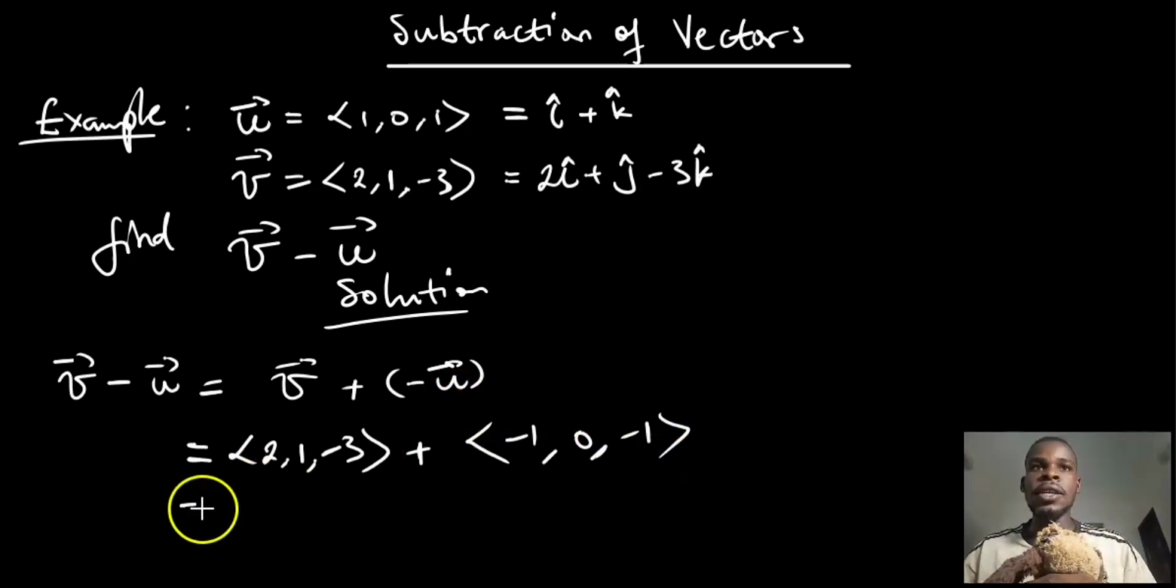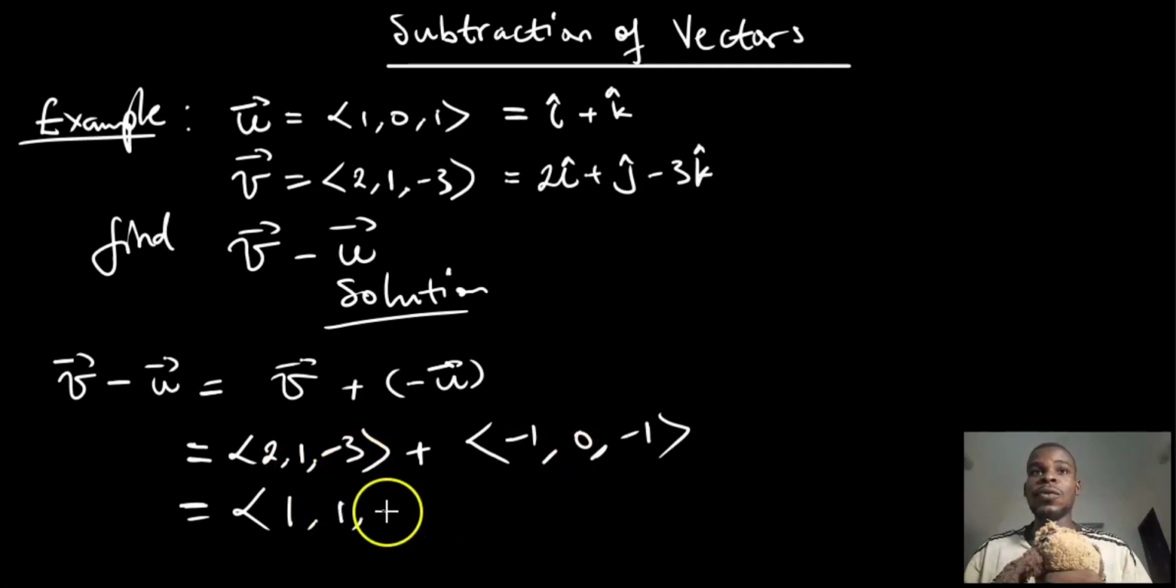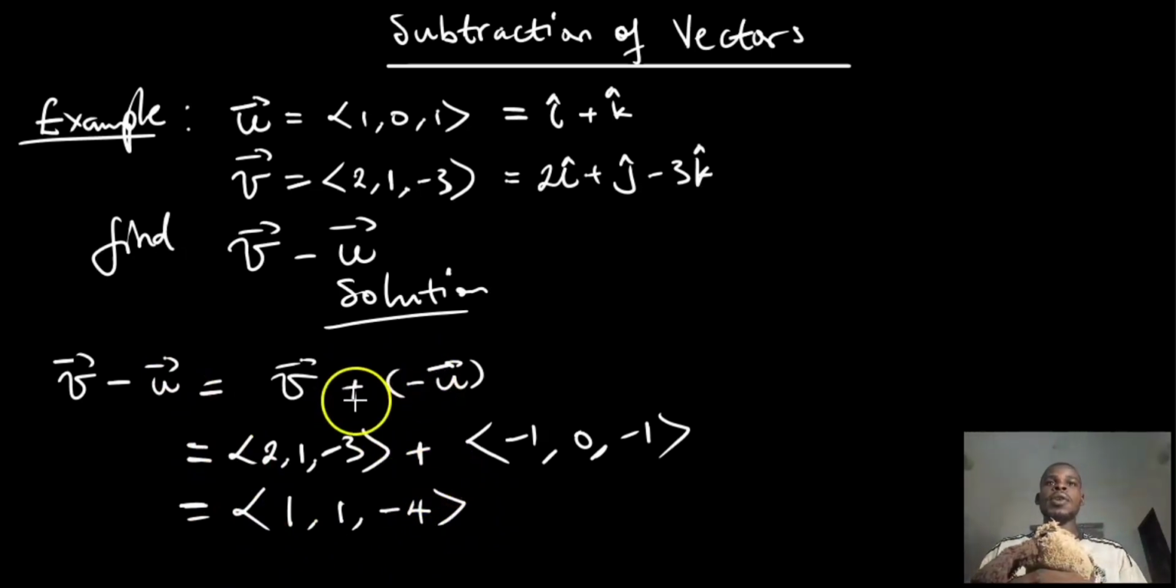Now we are ready to add. To add these vectors, we just have to add the corresponding entries. That's what we discovered when we dealt with vector addition. So 2 plus -1 is 1. Then 1 plus 0 is 1. Then -3 plus -1 is simply -4. So this is the difference between vector v and vector u. What we had to do is change it to addition, because that's what we know.